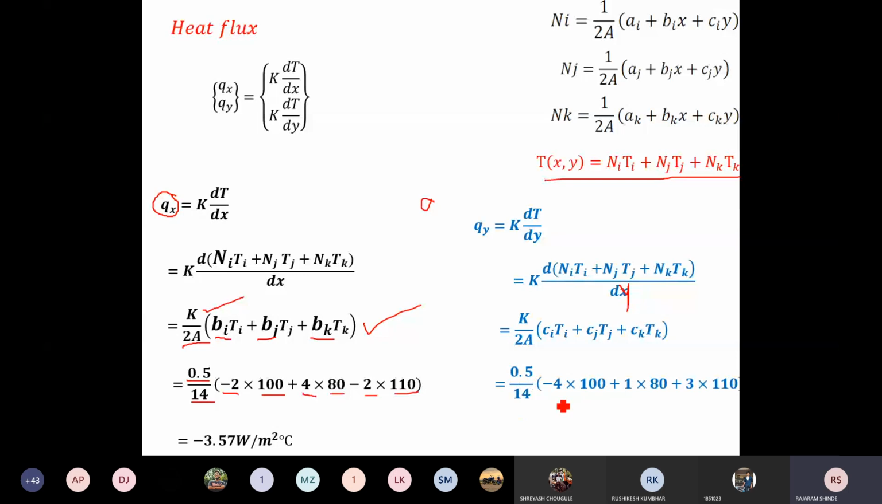Next, minus 4 into 100 plus 1 into 80 plus 3 into 110. Now its result is 0.35. Okay. Now have you checked these calculations? Is it correct? Yes, sir.